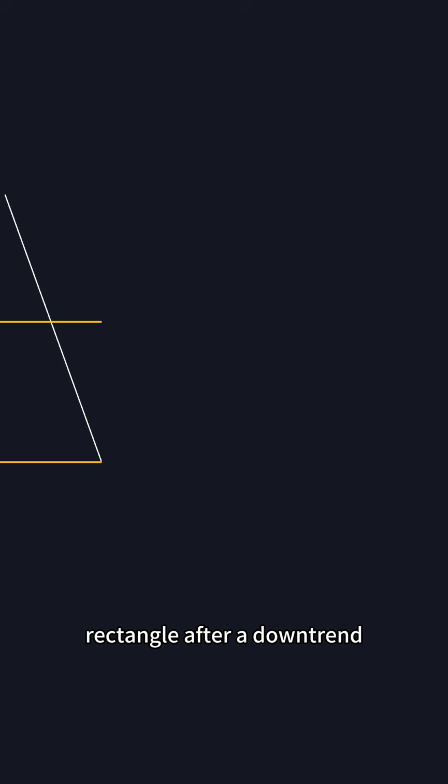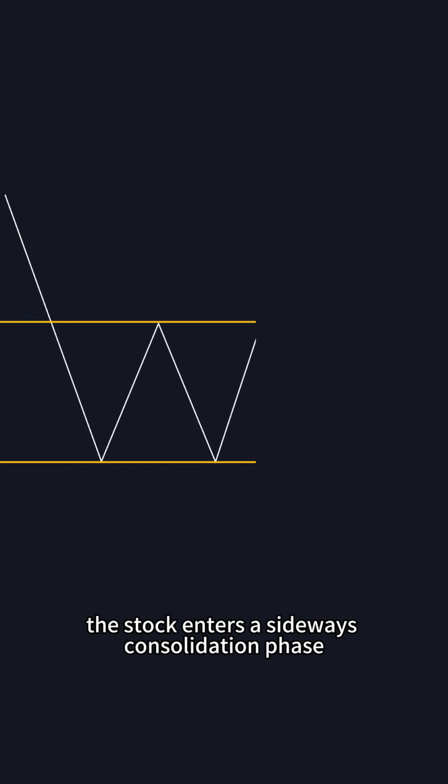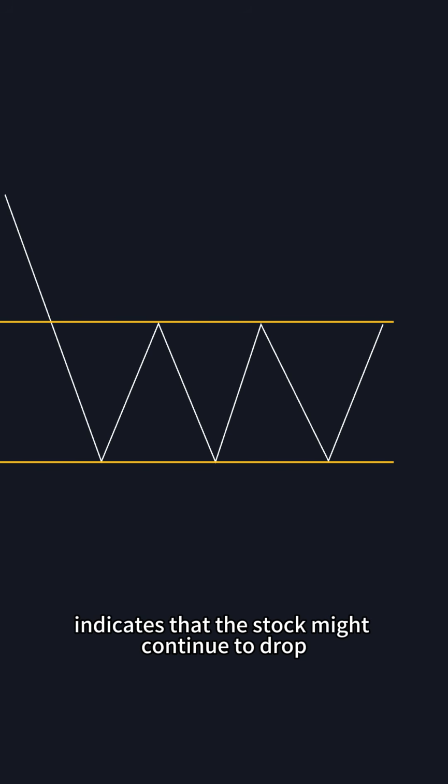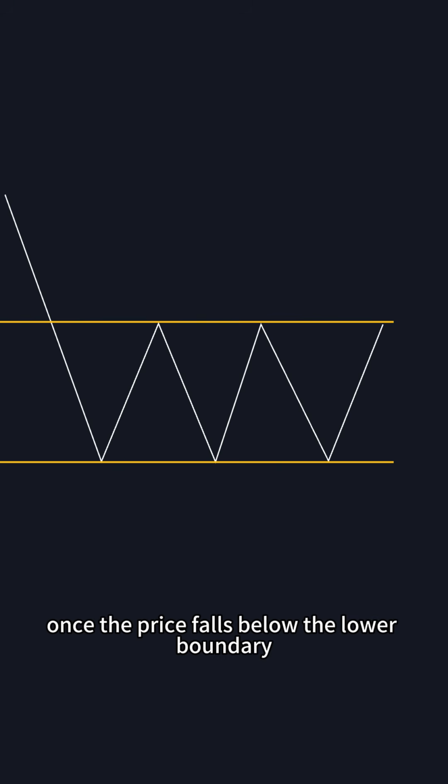Rectangle after a downtrend. After a decline, the stock enters a sideways consolidation phase. This typically indicates that the stock might continue to drop. Once the price falls below the lower boundary, a new downward trend could be triggered.